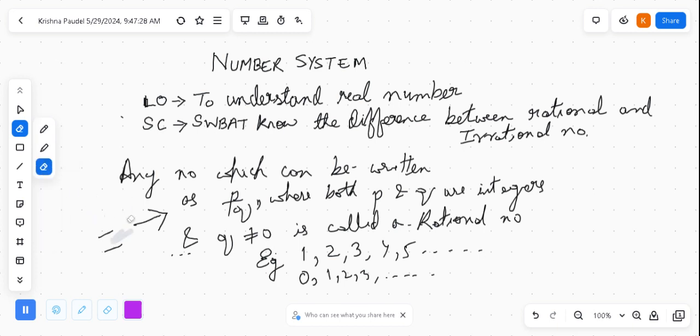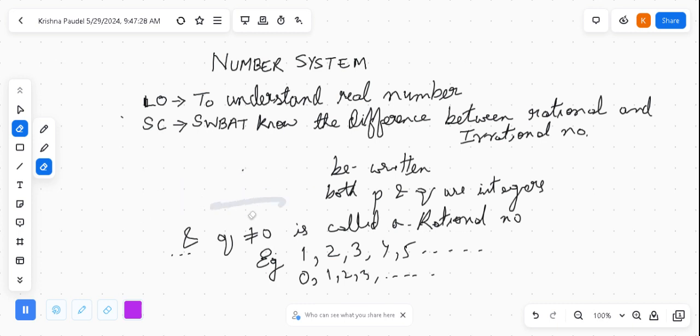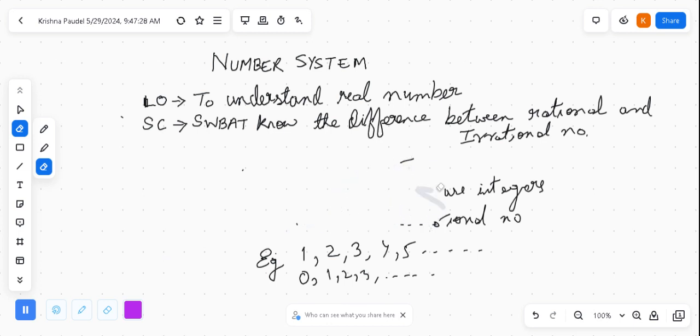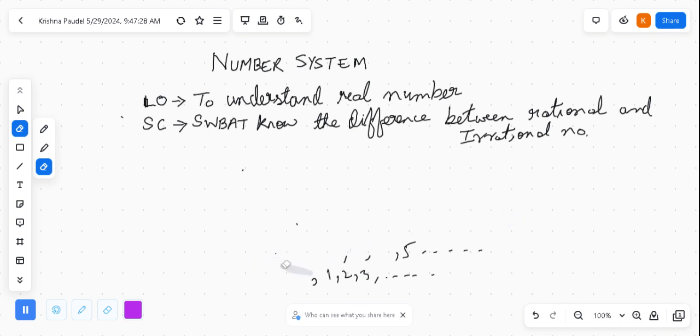Now let's take one more type of example, because the definition says any number, and number doesn't end only in natural numbers, whole numbers, and integers. There are something called decimal numbers as well. So let's take an example of a decimal number and see whether a decimal number can be called a rational number or not. The only criteria for a number to be a rational number is it should be in the form of p by q.